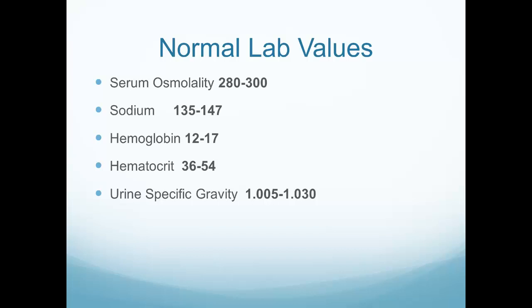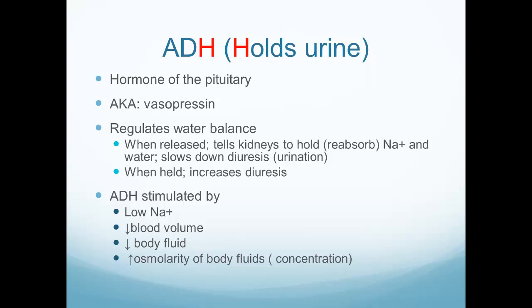So here are some of our normal lab values that we have to look at in relationship to our fluid and electrolytes. Our serum osmolality is the concentration of the blood, so that's going to be between about 280 and 300. Serum sodium, usually we say 135 to 145. Again, some reference values are a little bit higher or lower. Normal hemoglobin is 12 to 17. Normal hematocrit is 36 to 54. And then our normal urine specific gravity is 1.005 to 1.030.